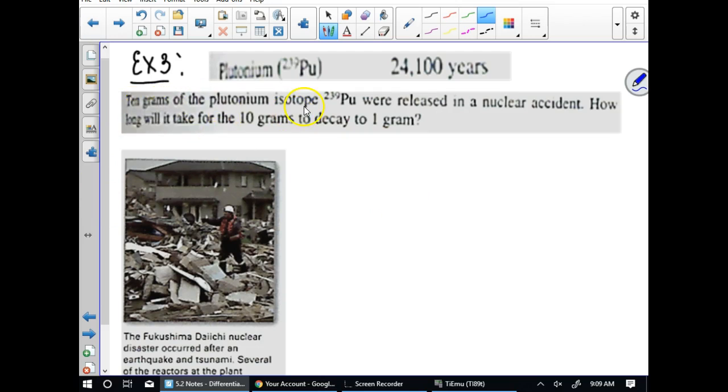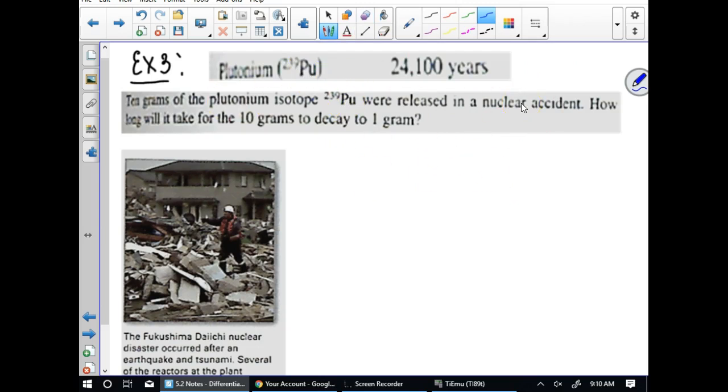So if we had 10 grams of plutonium released in a nuclear accident, how long would it take for the 10 grams to decay to 1 gram? Okay, and it doesn't tell you this right in the problem, but there's a chart above, and that plutonium has a half-life of 24,100 years. Much longer than I plan on being around. So, by about 24,000 years or more.